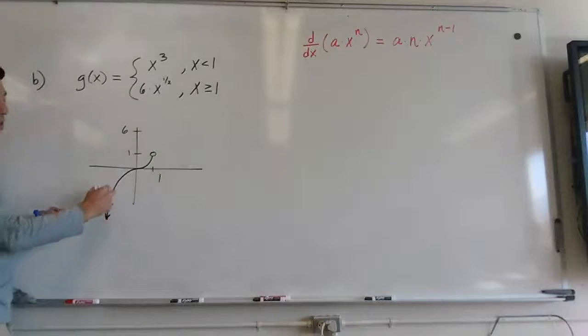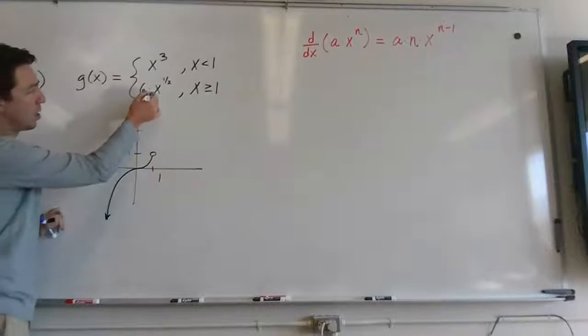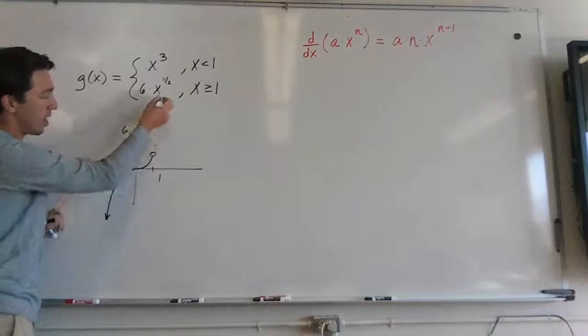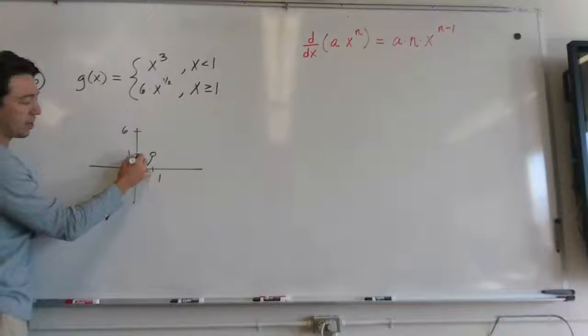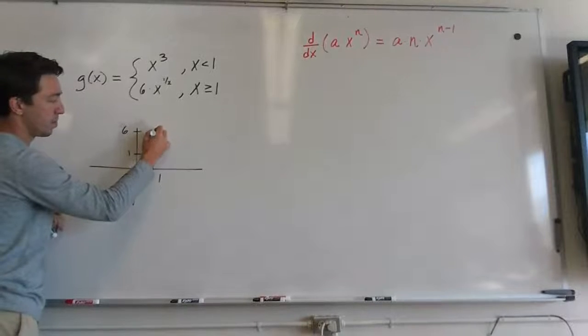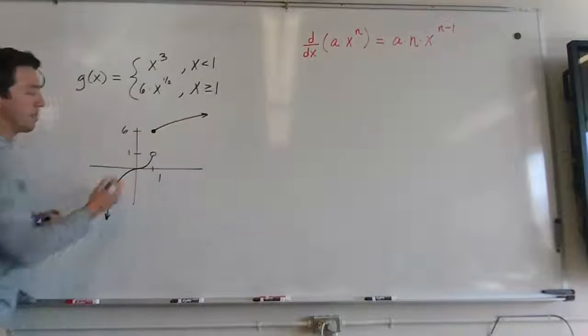So there's my cubic function stopping at 1. And then I got to do a square root function that I got to pretend like it started down here and just kind of continue it. So it's going to look something like that.